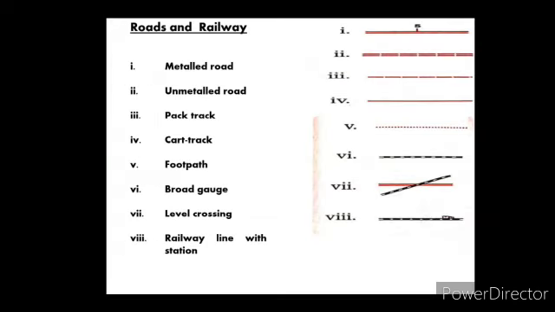You can see in this slide the colors are quite different, but the actual color will be red. So metalled road, unmetalled road, path, track, cart track, footpath, broad gauge, level crossing, and railway line with station. When you draw these conventional signs and symbols in your copy, make sure that you use a scale.